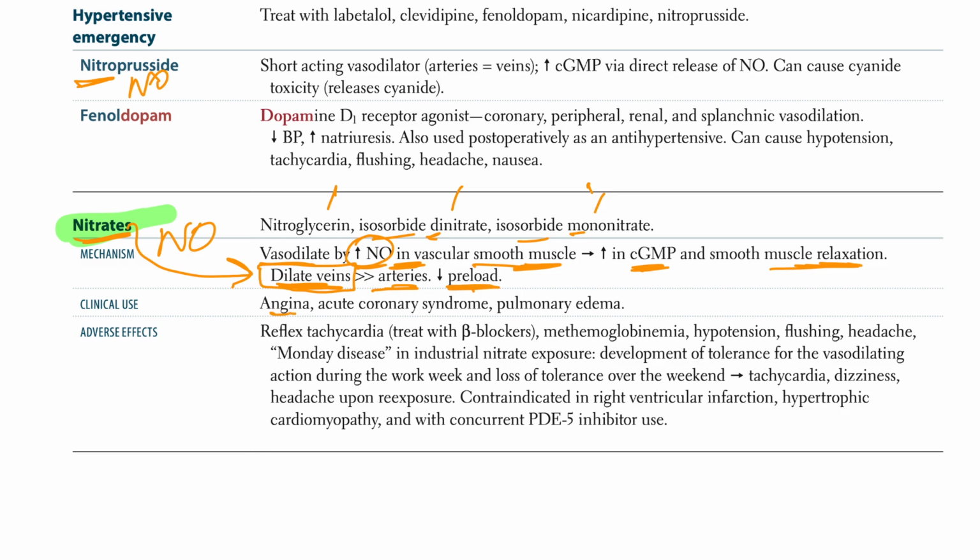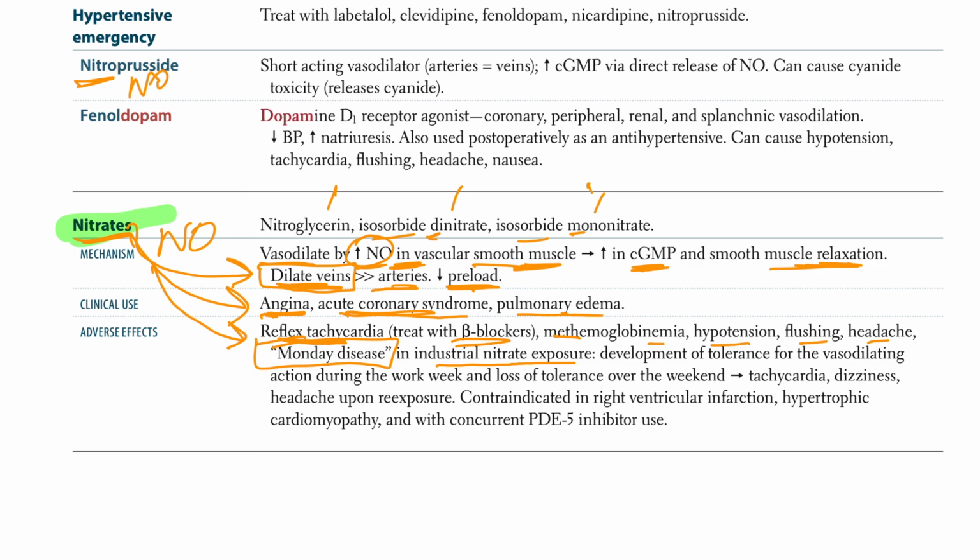Clinical uses are angina, acute coronary syndrome, and pulmonary edema. High yield: angina, we use this for the angina and also in acute coronary syndromes. Adverse effects is reflex tachycardia. Why? Well, reflex tachycardia, you already know to treat with beta blocker. Methemoglobinemia, hypotension, flushing, headache. Monday disease is also high yield in industrial nitrate exposure.